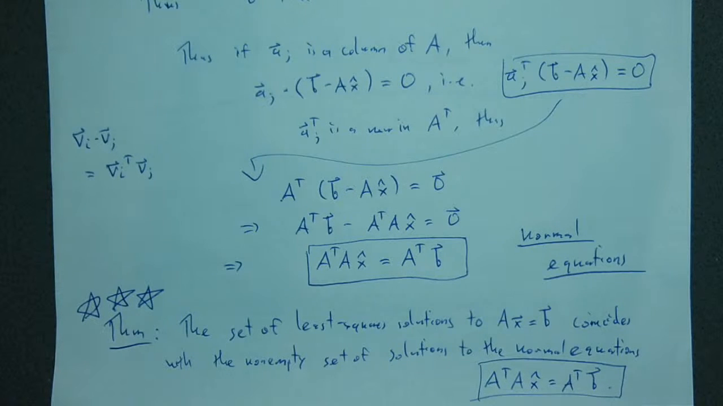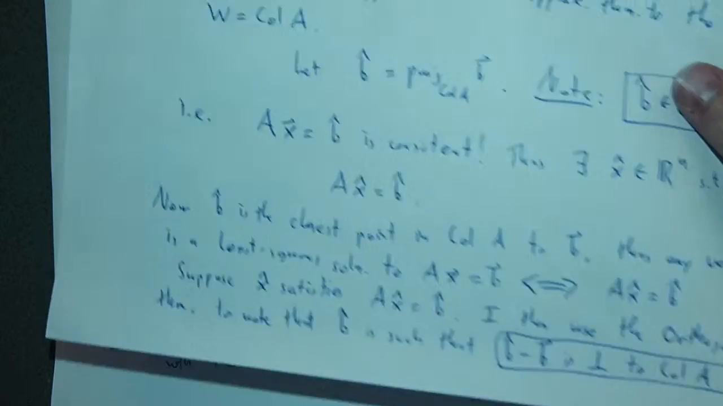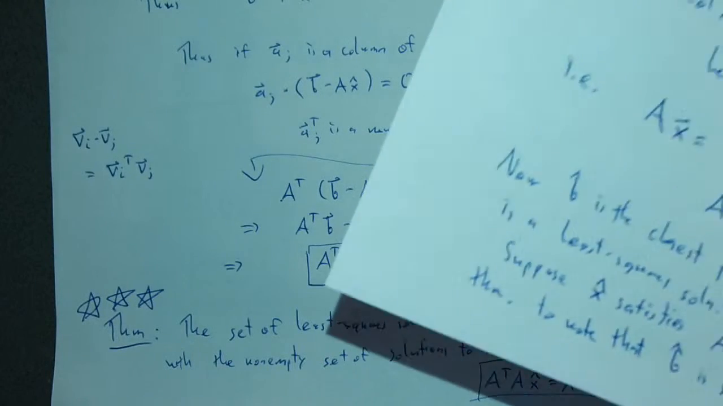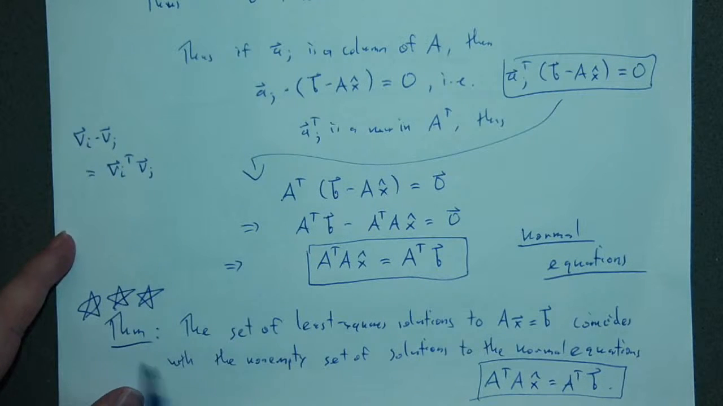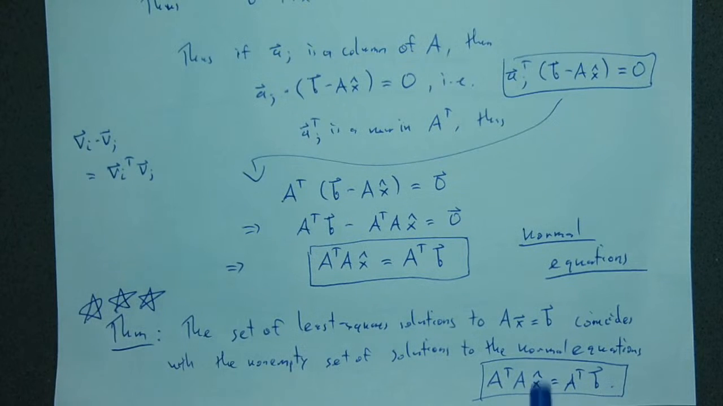We went through this whole explanation last time for the conceptual reason why we can do this. We actually proved what the normal equations did, and these normal equations are the key to finding least squares solutions. This theorem says the set of least squares solutions to Ax = b coincides with the non-empty set of solutions to the normal equations A^T A x̂ = A^T b. So if we find a solution to the normal equations, that is a least squares solution to Ax = b. This tells us exactly what we need to do to solve a least squares problem.